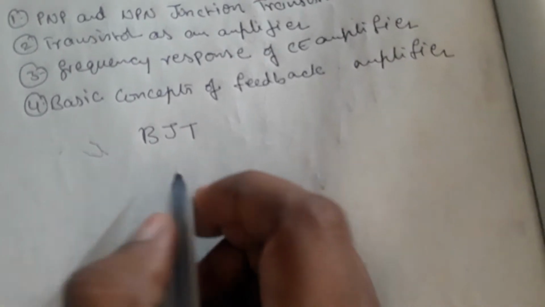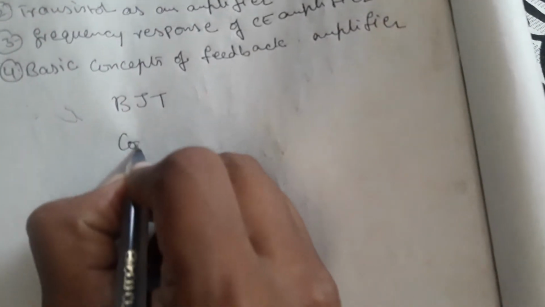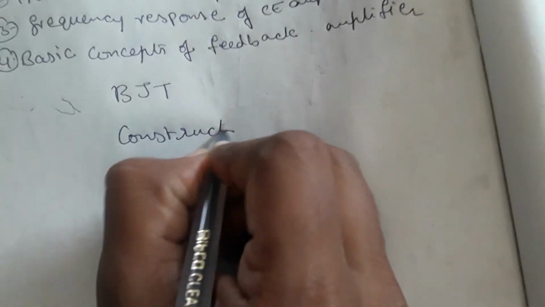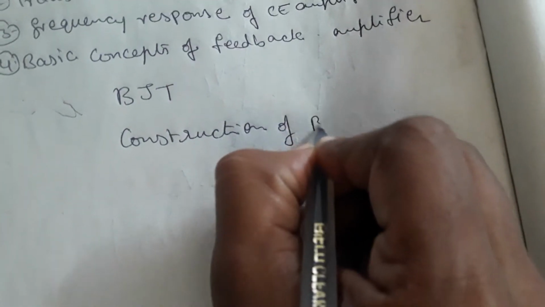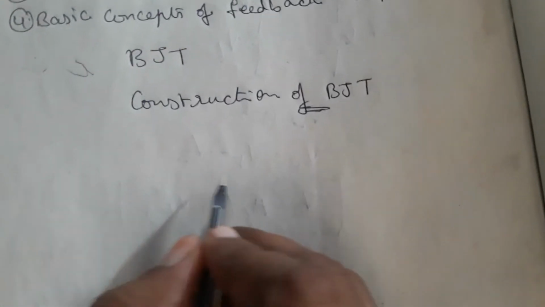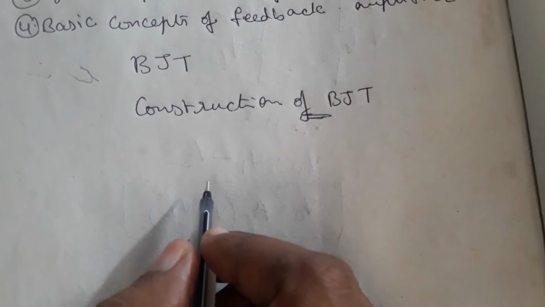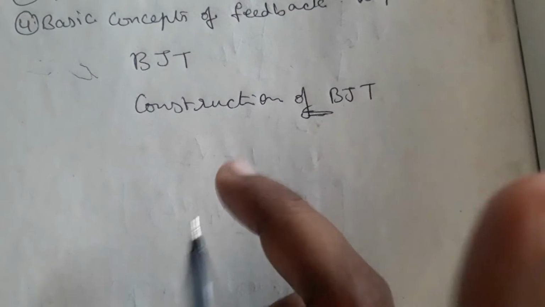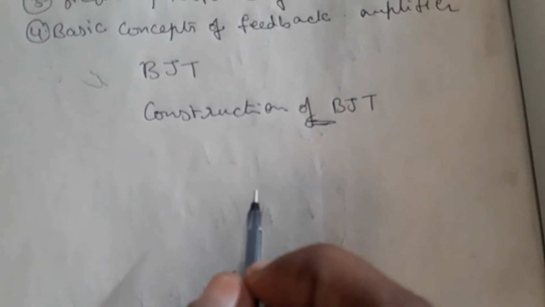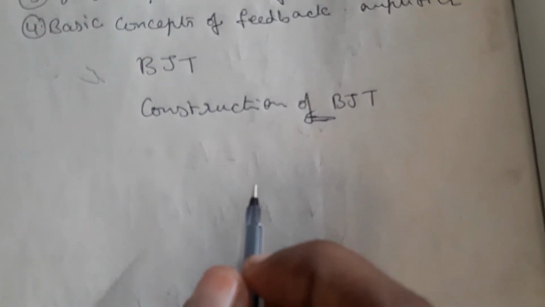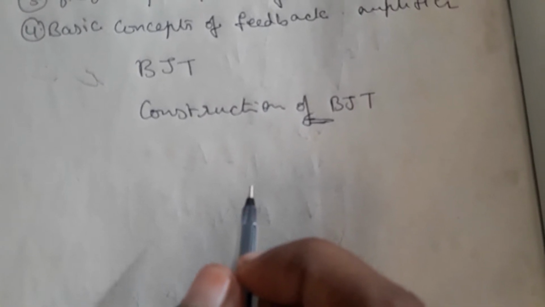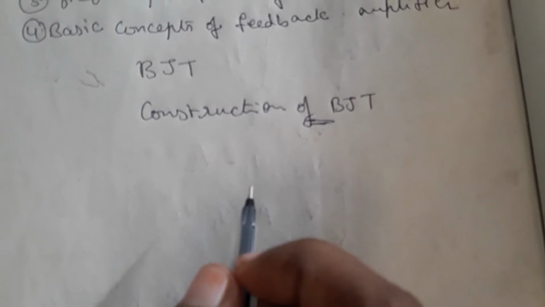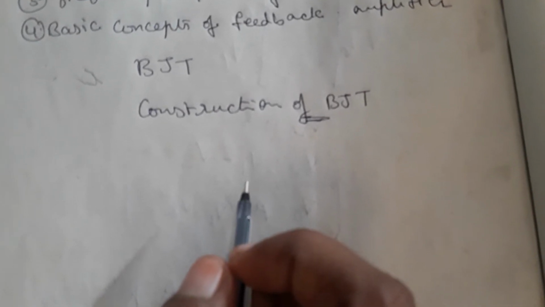Next, construction of BJT. The BJT consists of a silicon or germanium crystal in which a thin layer of N-type silicon is sandwiched between two layers of P-type silicon. This transistor is referred to as PNP. Alternatively, in an NPN transistor, a layer of P-type material is sandwiched between two layers of N-type material.